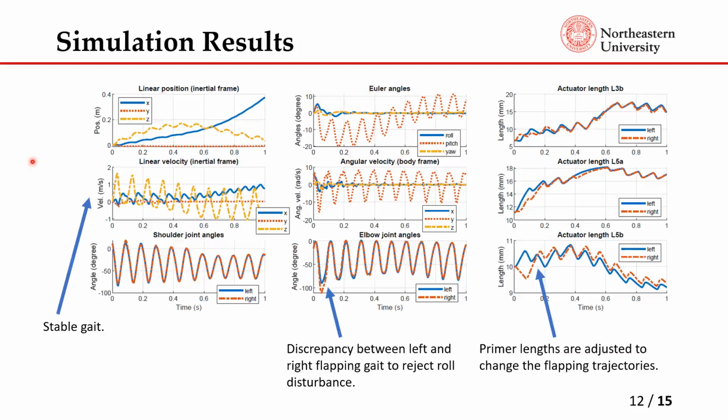Anyway, as you can see, we have some stable velocities here. At the end it's gaining stability in the z-axis, and it's gaining some velocity in the forward axis. You can see the difference between the left and right components of the primer lengths here, and this stabilizes the orientation of the robot in the end.